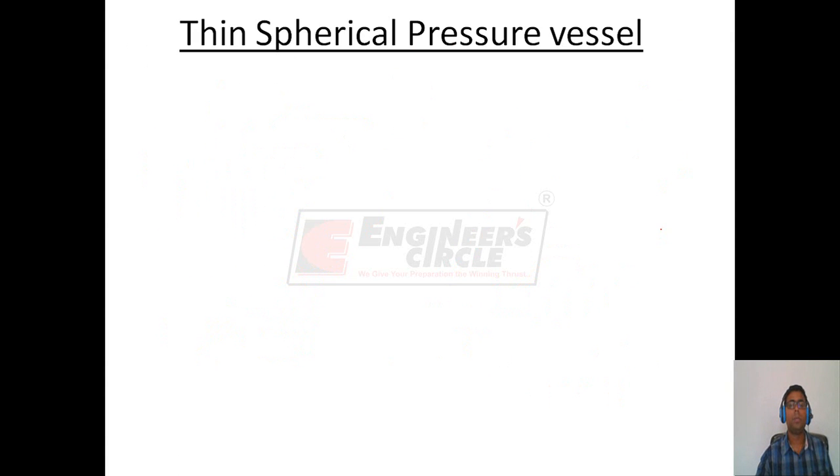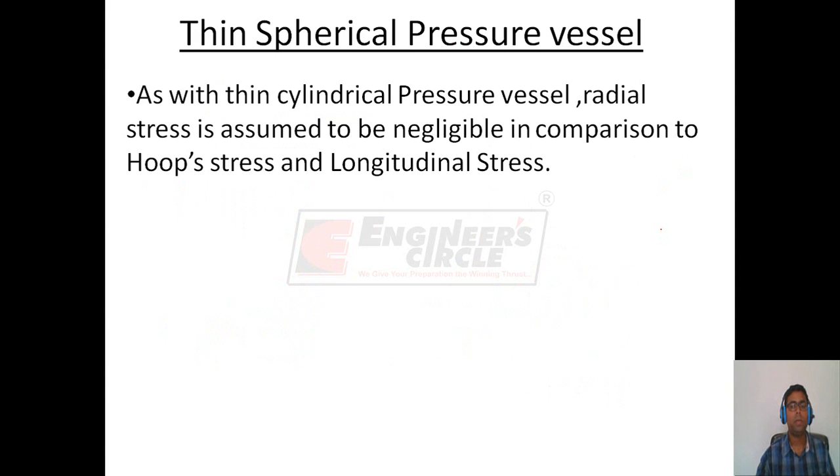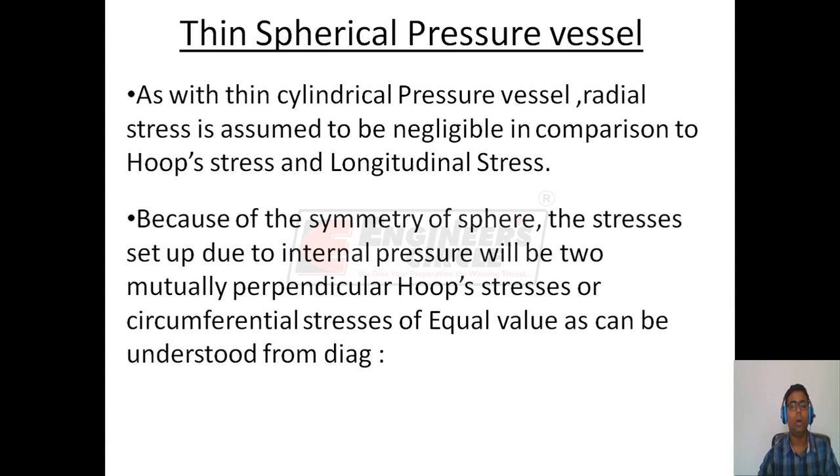Now, thin spherical pressure vessels. As with the thin cylindrical pressure vessel, radial stress is assumed to be negligibly small in comparison to hoop stress and longitudinal stress. Because of the symmetry of the sphere, the stresses set up due to internal pressure will be two mutually perpendicular hoop stresses or circumferential stresses of equal value, as can be understood from this diagram.